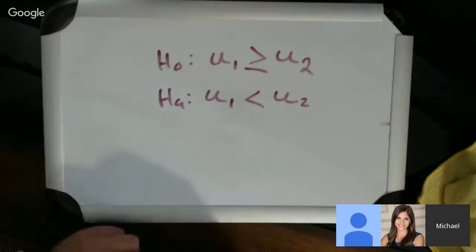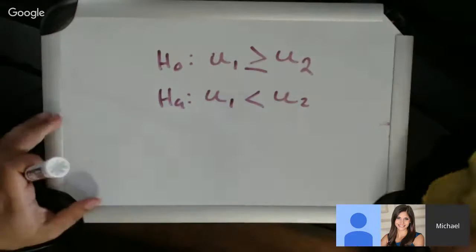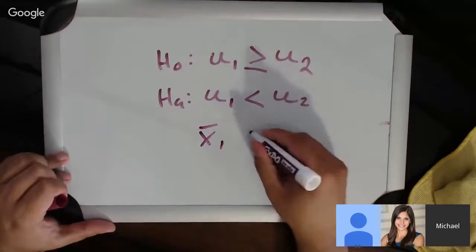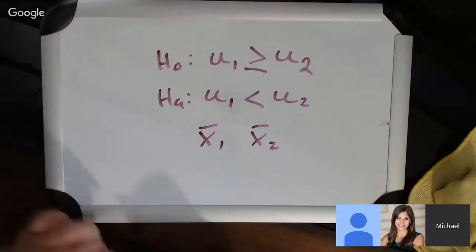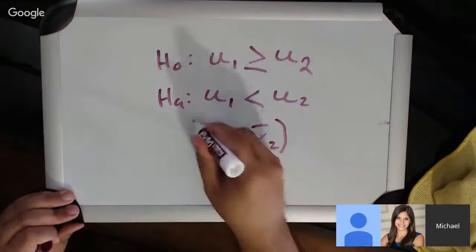But really it's not mu that we're measuring. Mu is the idea, but what we're actually measuring is an X bar for group 1 and an X bar for group 2. So what is our test statistic here?